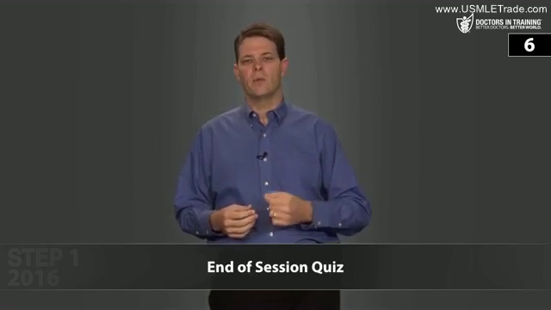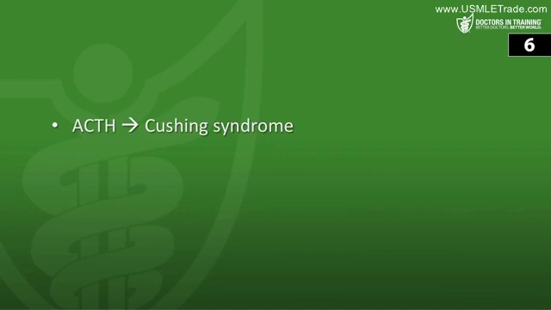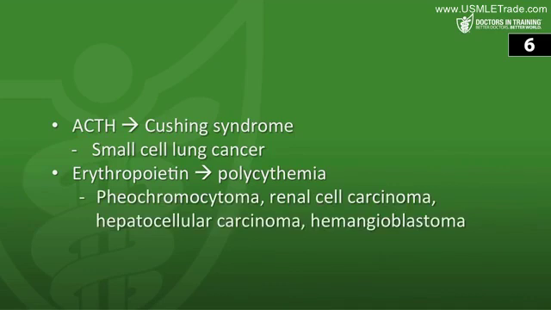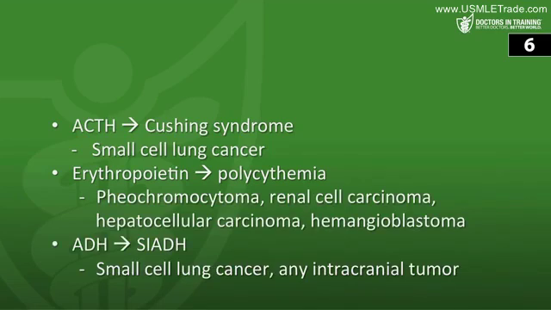Next, what neoplasm is most commonly responsible for each of the following paraneoplastic syndromes? So, secretion of ACTH leading to Cushing syndrome is typically small cell lung cancer. Secretion of erythropoietin causing polycythemia. Remember, the 4 main cancers you need to know are pheochromocytoma, renal cell carcinoma, hepatocellular carcinoma, and hemangioblastoma. And then secretion of ADH leading to SIADH is going to be small cell lung cancer classically. And remember, pretty much any type of intracranial tumor can do that as well. Remember, anything in the lung and anything in the head can cause SIADH.